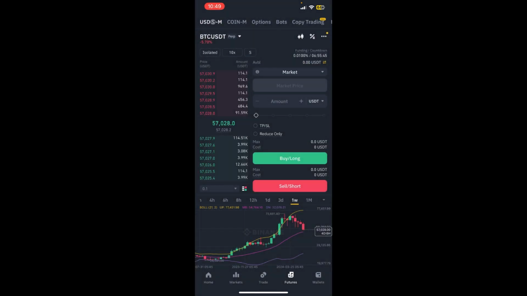And I'm assuming you guys are beginners, so make sure you keep your position to isolated on the screen so that you don't lose all your balance. And keep your leverage 10x so that your amount will be safe from liquidation.